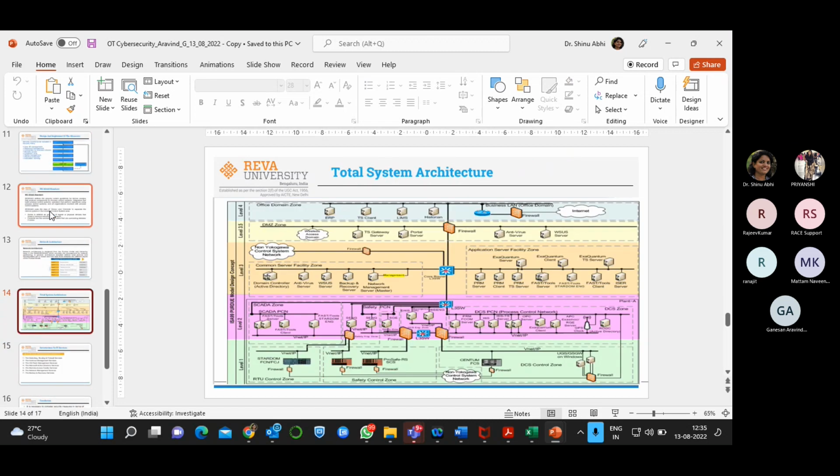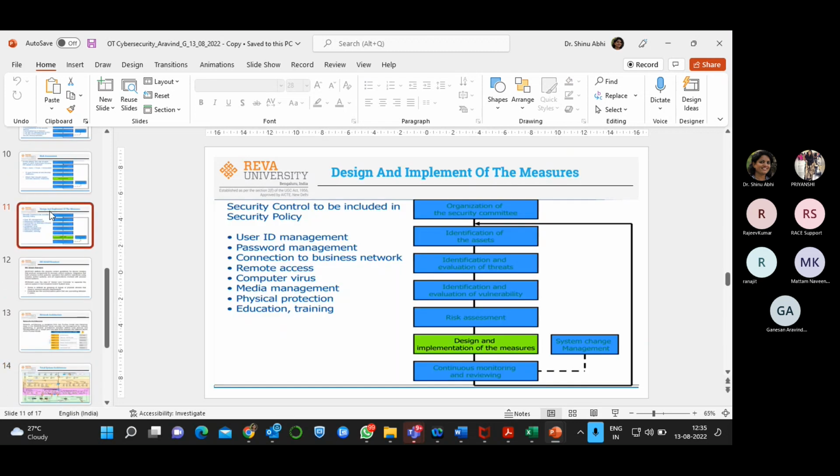What are the steps I'm going to follow? For example, on the 11th slide, first the organization's security committee forms, and we identify the assets of the plant. Then we evaluate threats, then evaluate vulnerabilities, then do the risk assessment. Then the design and implementation phase comes, with implementation measures, then continuous monitoring and reviewing. This is the process we are going to follow. Okay, this slide is acceptable.